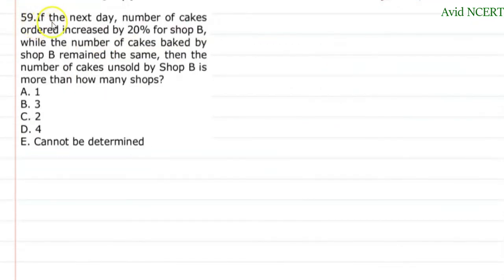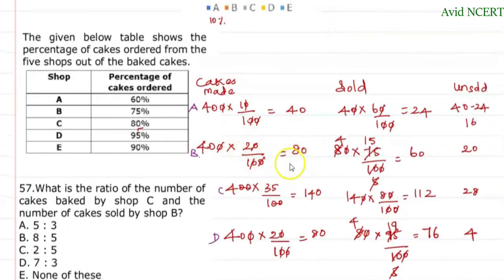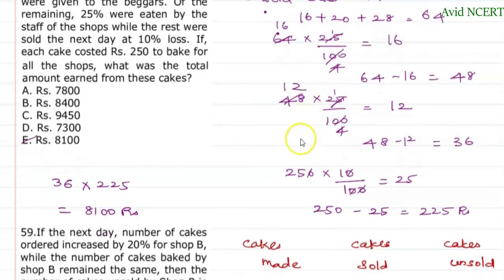So the next problem, 59th problem, if the next day number of cakes ordered increased by 20% for shop B, while the number of cakes baked by shop B remained the same. Then the number of cakes unsold by shop B is more than how many shops? So we are going to find the cakes baked by shop B only for shop B and cakes sold and cakes unsold. So the cakes made by shop B is 80. So they remain the same. So it's just 80 as it is.